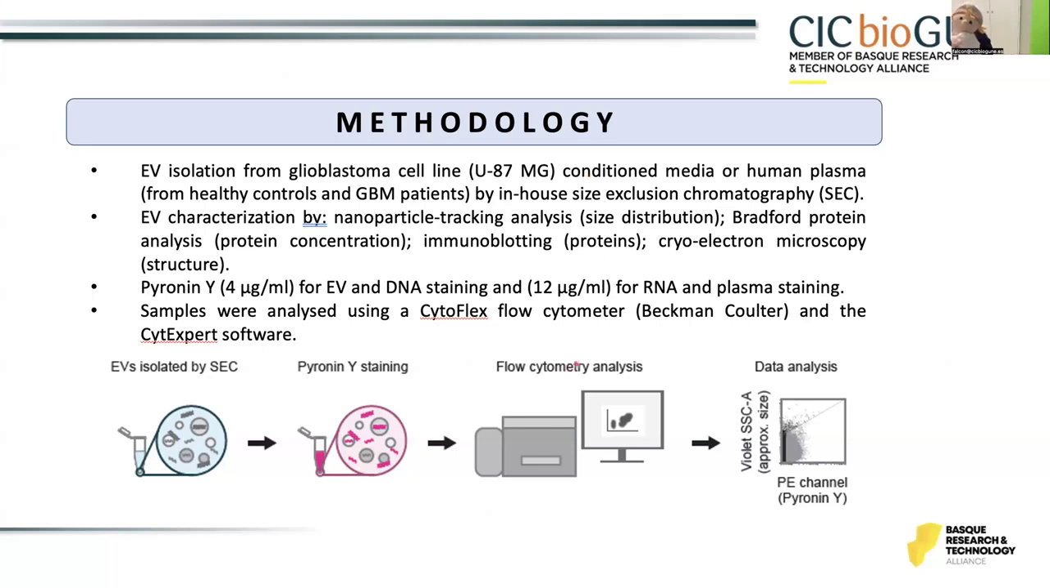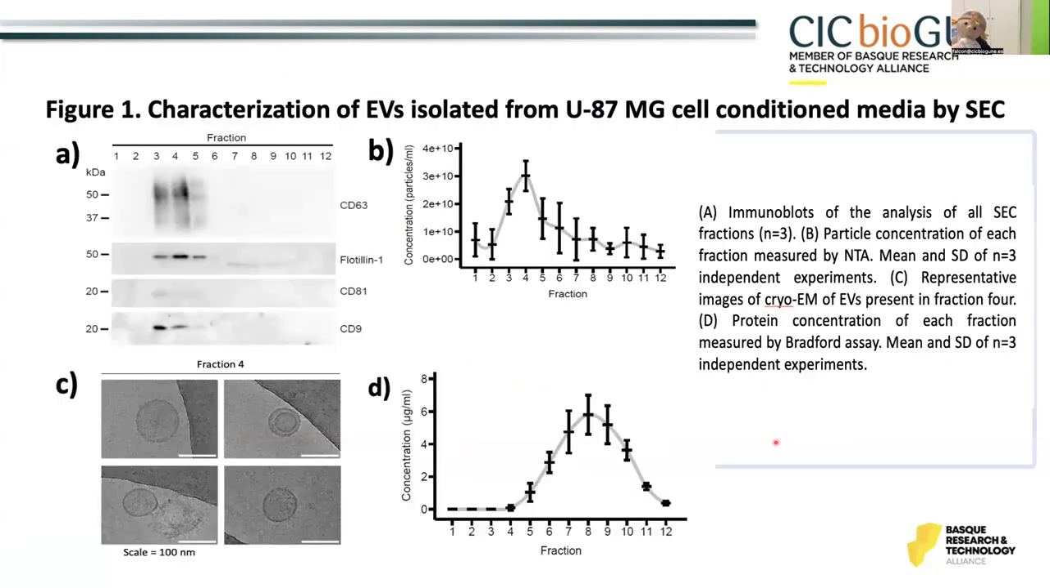This is more or less the scheme that we follow. The samples we purify by SEC, then we label with the pyronin, and then we go to the flow cytometer to do the analysis of the samples. So these are, as I mentioned before, the U87 extracellular vesicles.